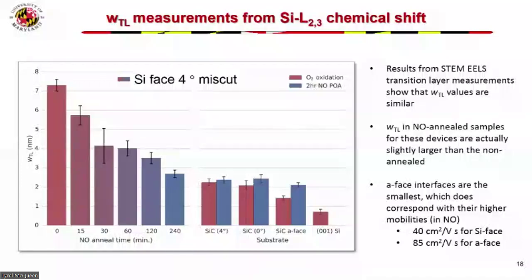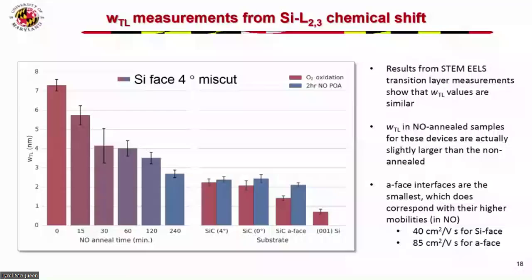So this is just another way of plotting the data that I showed you before, for the samples that had 4-degree miscut on the silicon phase. With annealing time, the width of the transition layer decreased. And these are the new sets: a sample with 4-degree miscut, then 0-degree miscut, and this is the A phase. This was just comparing pure silicon, right? The width of the transition layer in pure silicon is really, really small. It's less than 1 nanometer.